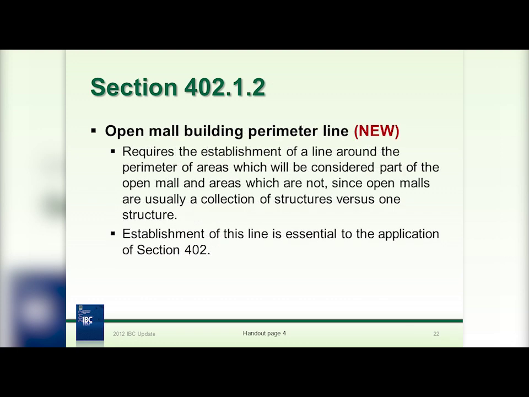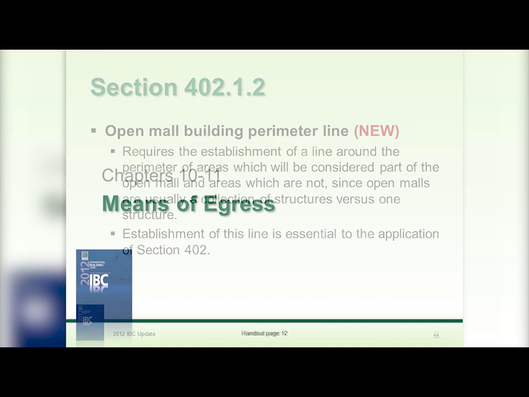They also added something new that talks about a perimeter line. So although a lot of open malls are collective structures with walkways or even streets in between, you draw a perimeter line around the entire facility, so it's handled as one structure when looking at the open mall and covered mall provisions. And it's essential that you get this correct for the application of 402.